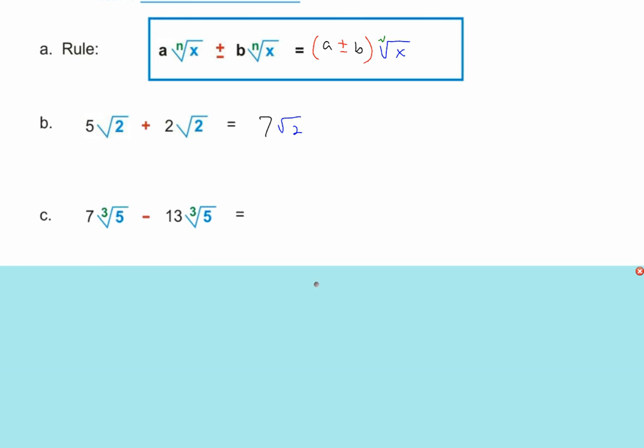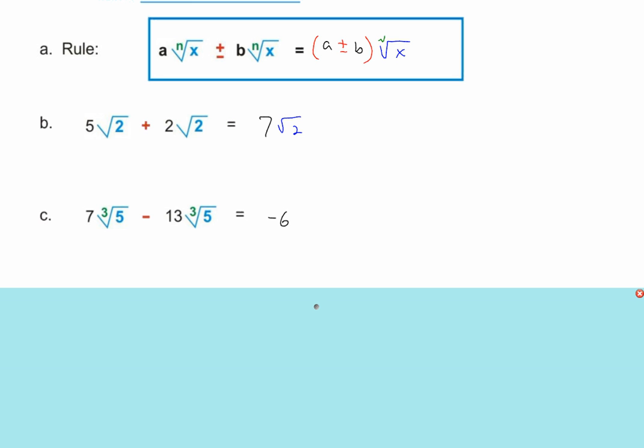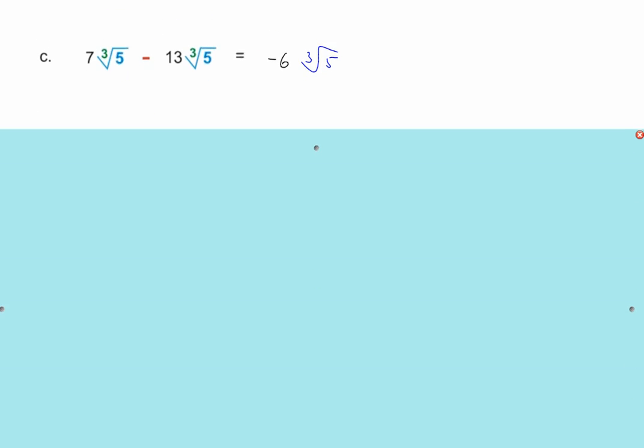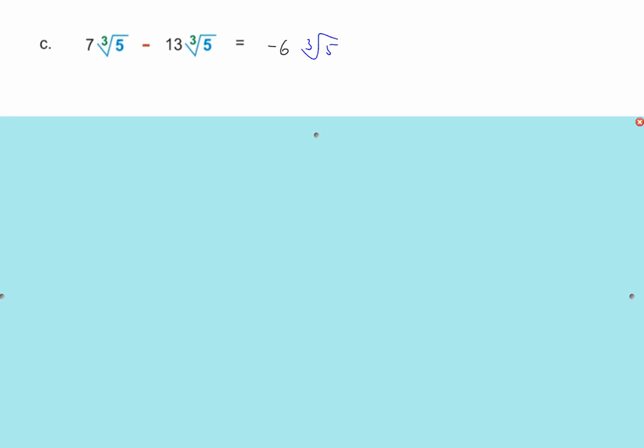Do not do that. So something like C, go ahead and you do it while I do it, but it's way too easy. Seven positives and 13 negatives leaves you 6 negatives, right? Negative 6 times cube root of 5. Don't forget your index.